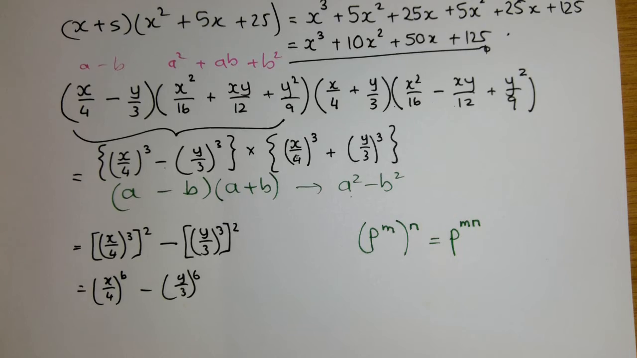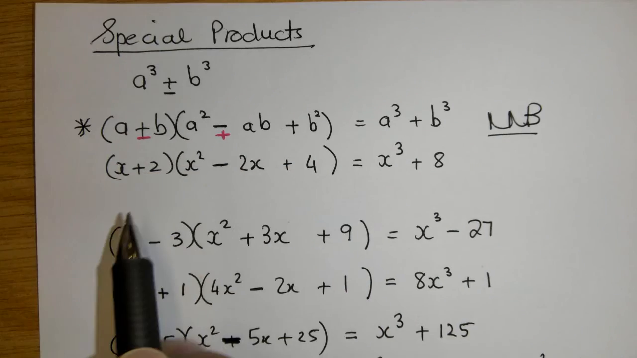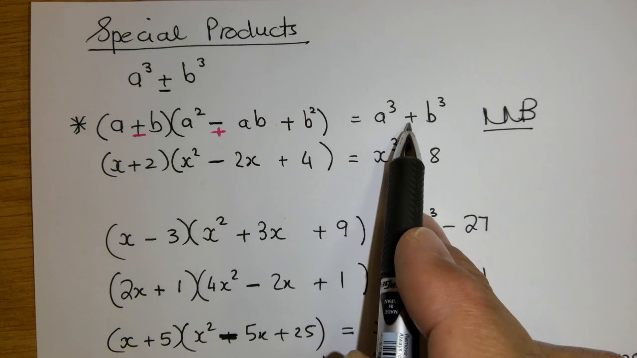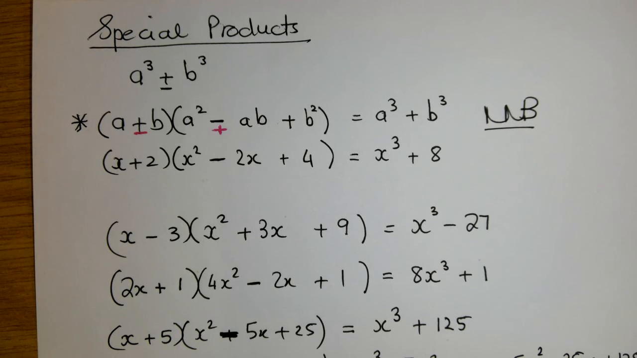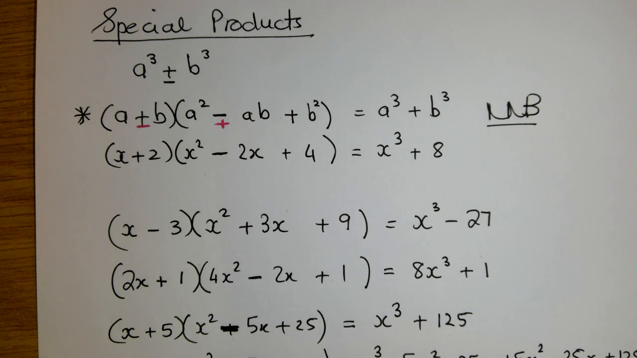Always remember, folks, this is what you've got to remember. If that is the form of the two things you're multiplying, there's a shortcut. You don't want to waste time distributing term by term and cleaning it up afterwards. You don't have the luxury of time in a test or in an exam.